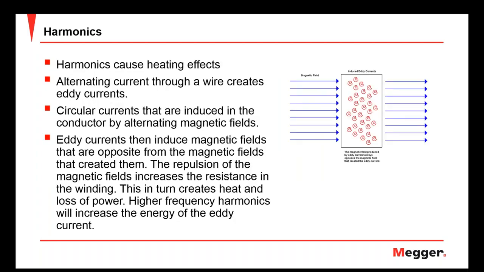So why are harmonics problems? Well, they create heating effects. And the main reason is they create eddy currents. What happens is that when I have an alternating current passing through a wire, it creates an alternating magnetic field. In turn, that alternating magnetic field cuts the wire and creates circular currents within that wire, which are known as eddy currents. Those eddy currents create their own magnetic field, which is in opposition of the magnetic field of the fundamental current coming through it. So it creates a resistance to it.